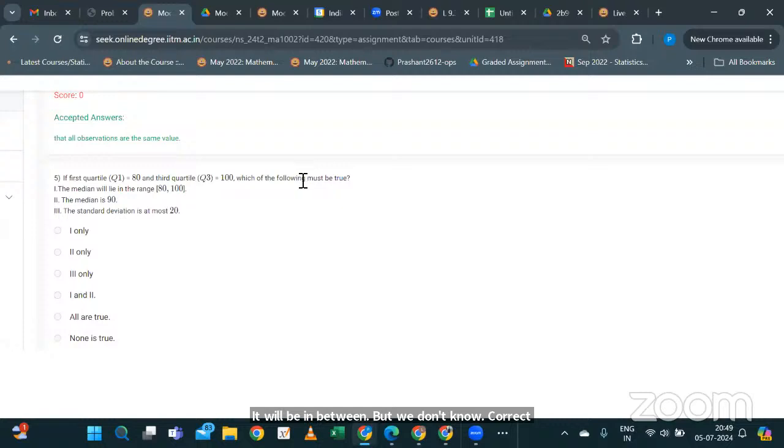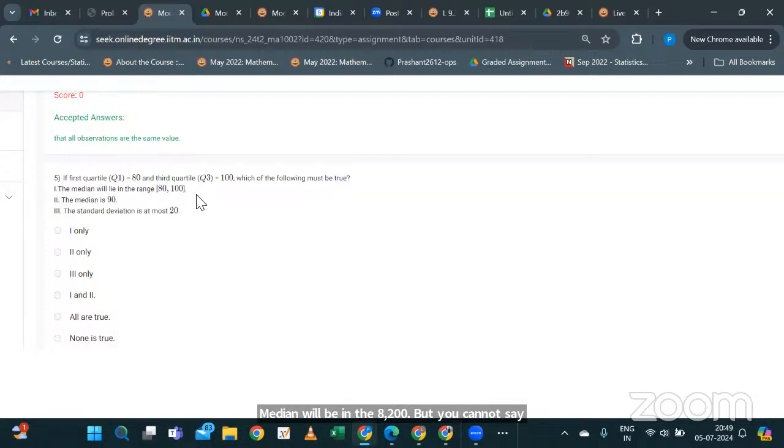Okay, that's why if you read the question carefully, they ask which must be true. But that means the second quartile is not always the median. See, the question is what must be true. It should be true, right? Because the median will be in the range 80 to 100, but you cannot say it's the average of 80 and 100, right?